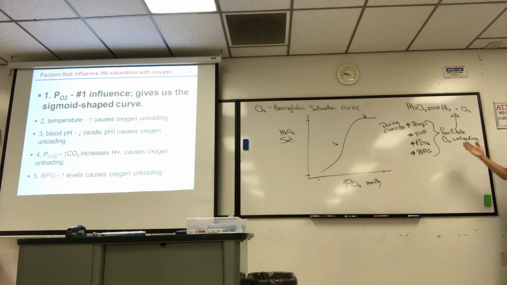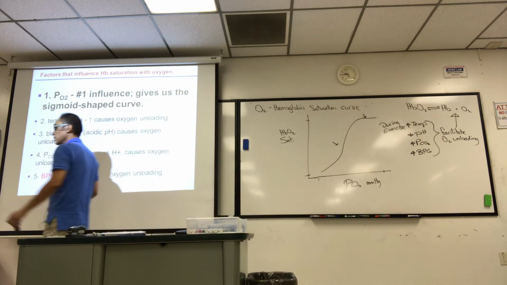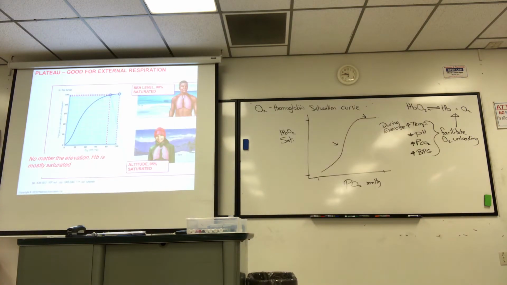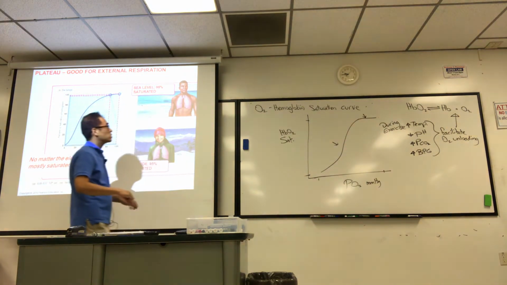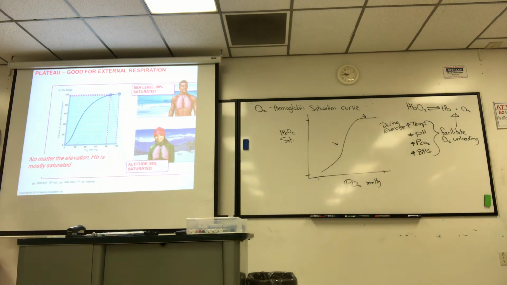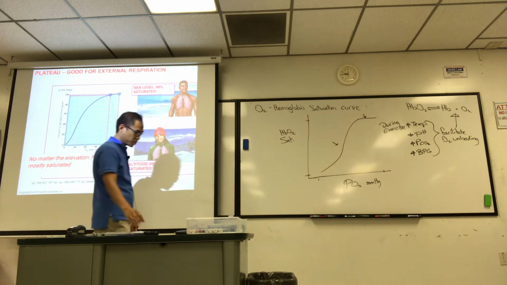And actually, these determinants, let's go through the next slides. I'll show where I'm going with this. What we had talked about before the break is that the plateau, depending on where you are, up in the mountains or sea level, wherever you are, if the oxygen tension drops off, even if you drive up to the mountain, the saturation doesn't change very much. You're pretty well saturated even at altitude in thin air. So I said that the plateau is good for external respiration, breathing that air.